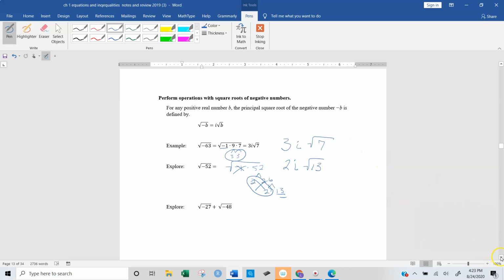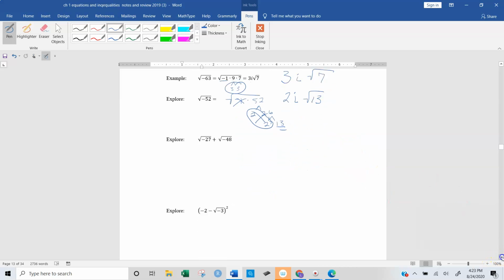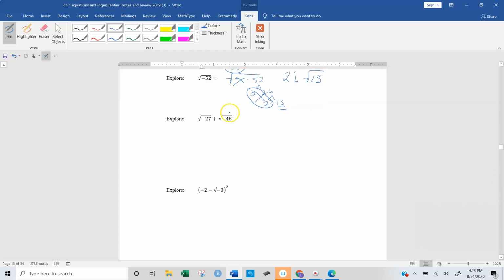All right, they follow the same rules as before. They have to be identical in order to add them. So let's see how you did on this one. And if you didn't do it yet, pause it and try it. So I know it's a negative 1 times 27. 27 is 3 times 9, and I know the square root of 9 is 3. So now I got 3i square root of 3 right here.